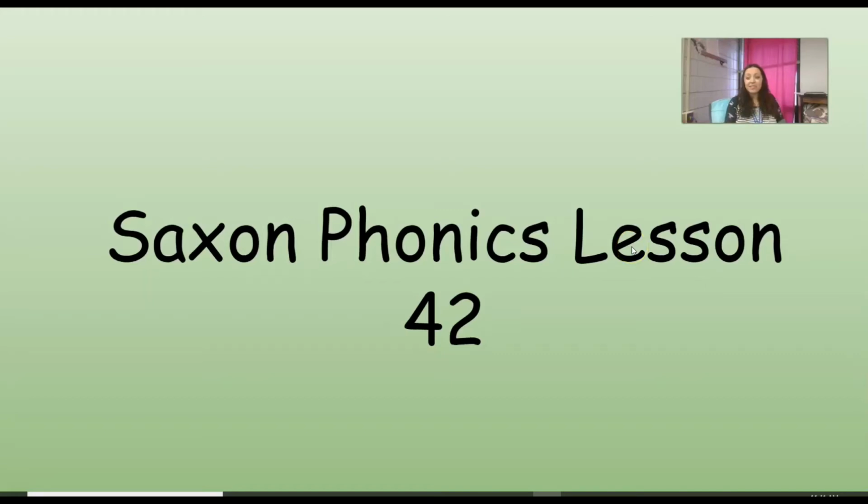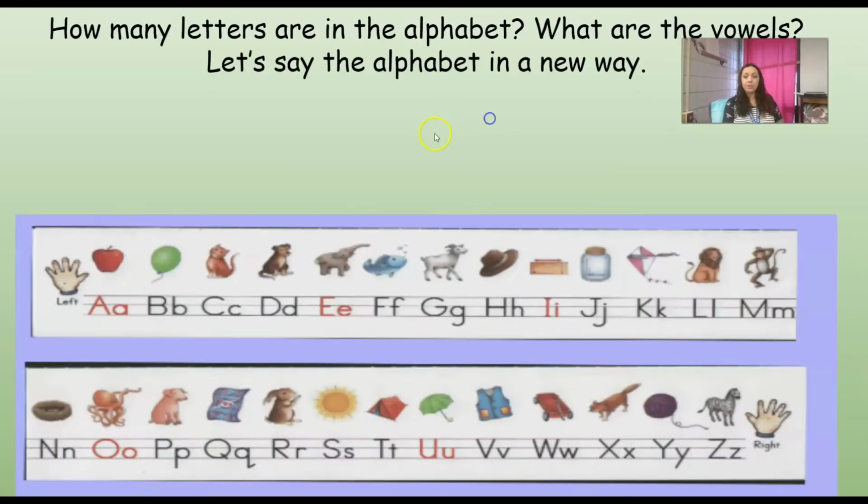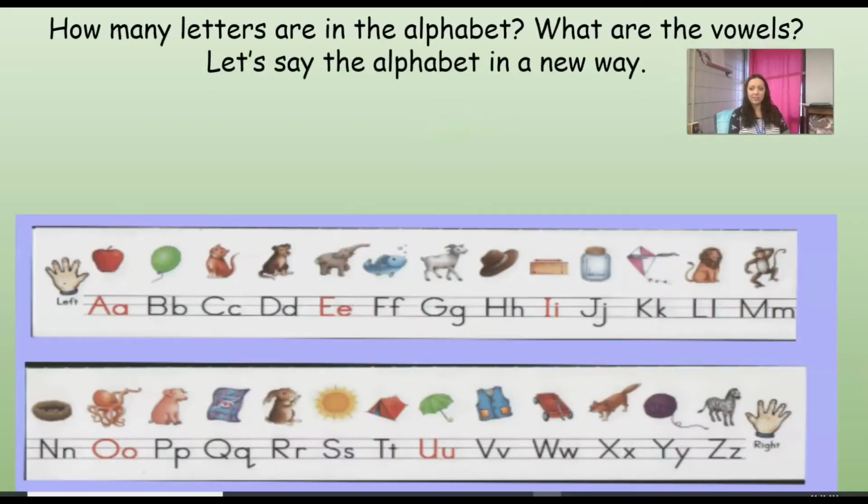Hi guys, so we are ready for Saxon Phonics Lesson 42. So yesterday we started talking about sneaky E and we got to learn a lot about the words that had that A consonant sneaky E pattern. So today we're going to move on and learn something else.